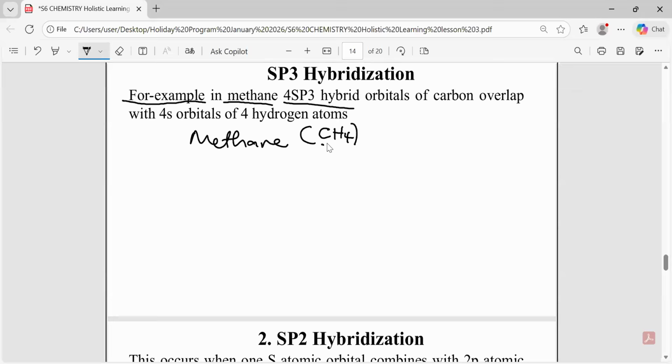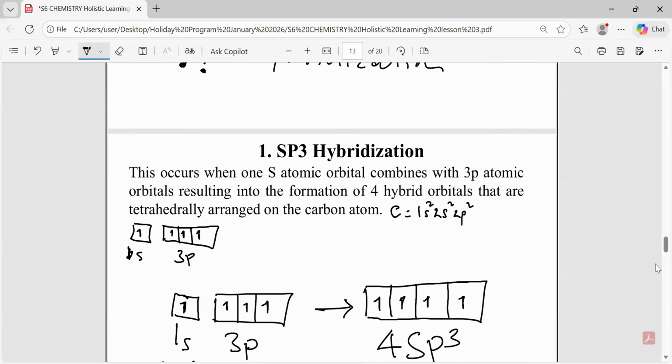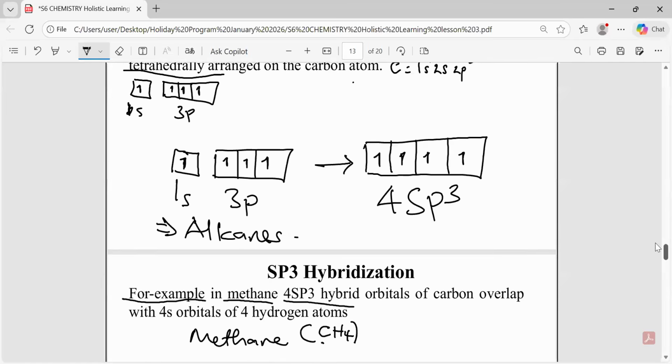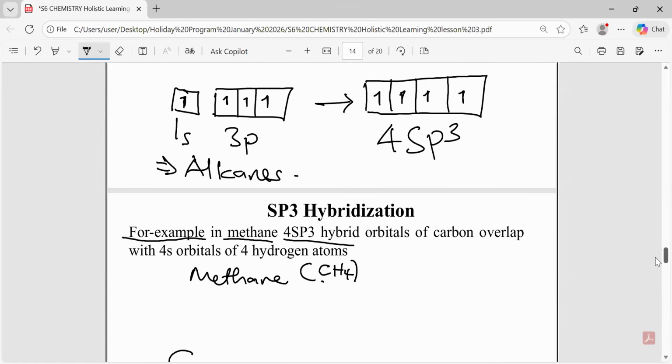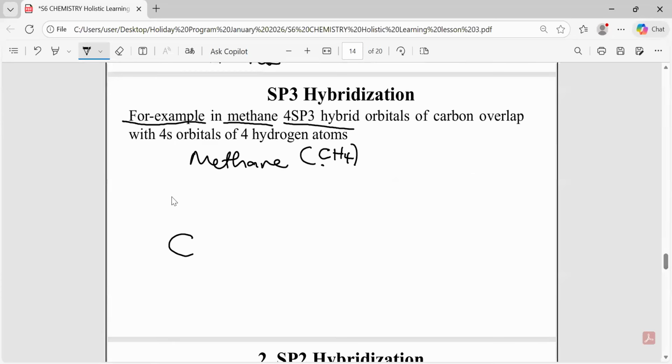For hydrogen, it has only one electron, that's why it has only s. So when you come to carbon, you can represent this by showing our carbon. You recall that they say the four sp3 orbitals are tetrahedrally arranged on the carbon atom. So we're going to showcase that the 4 sp3 of carbon are tetrahedrally arranged. This one is the first one.